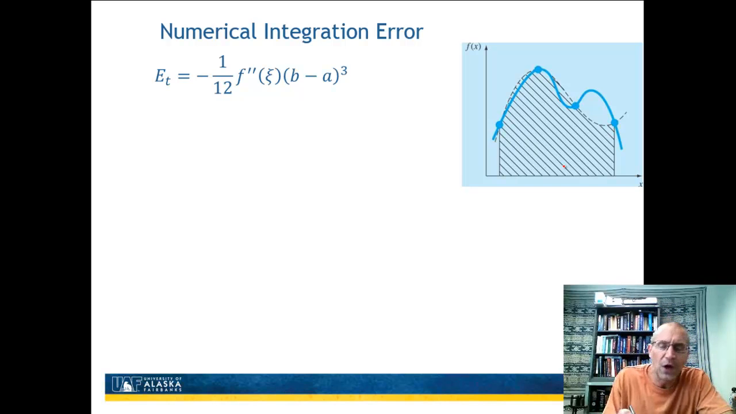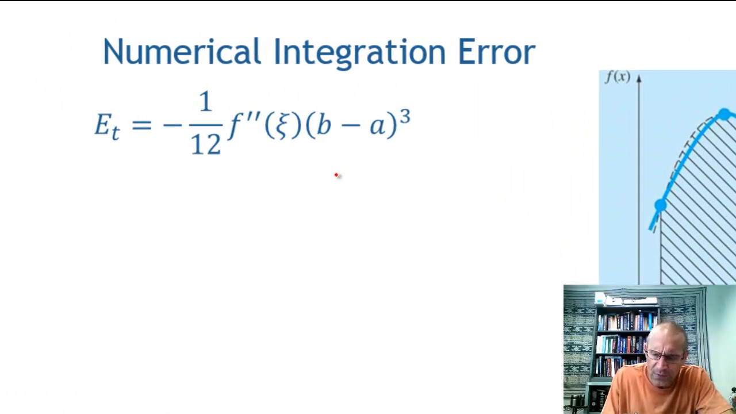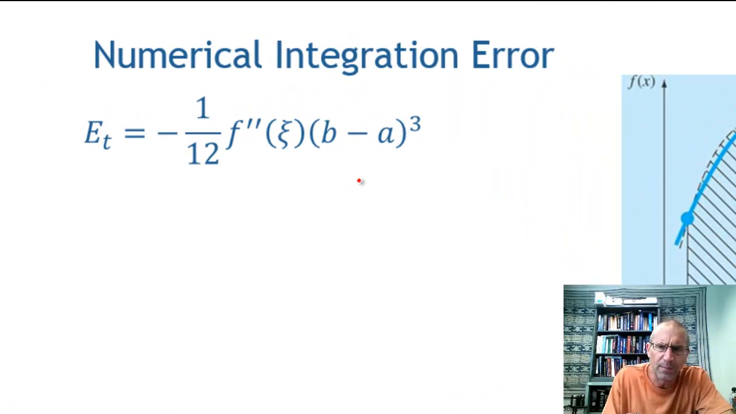And so what we know, and there's some derivation in the book for this amount of error, is a bound on the error. You don't need to worry too much about how you arrive at it, but let me just explain it. So this is the error, and it's sub t, meaning it's the true error. And the true error is going to be minus 1/12 times a second order derivative of the function that occurs somewhere between b and a, and then this quantity (b minus a) cubed.